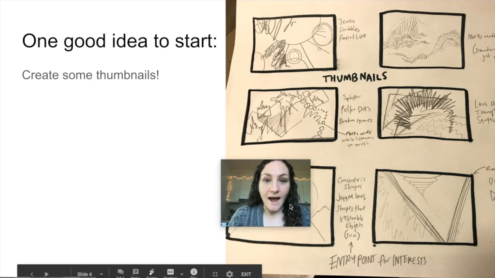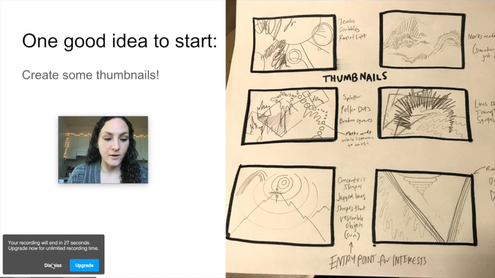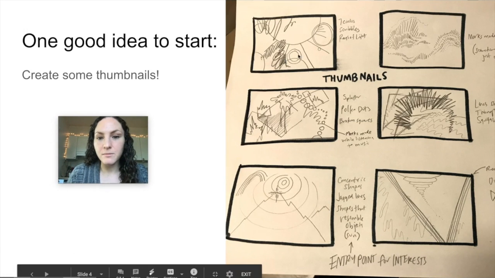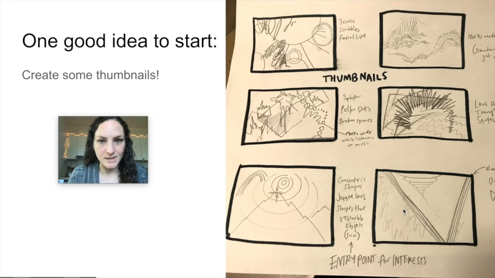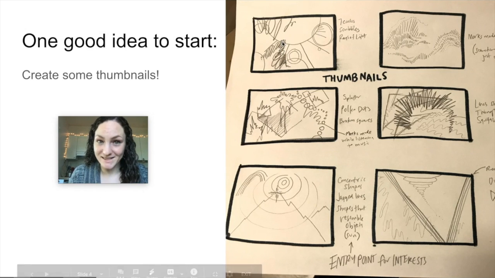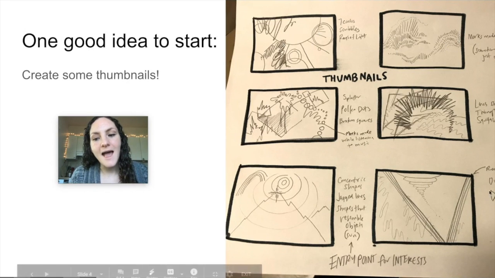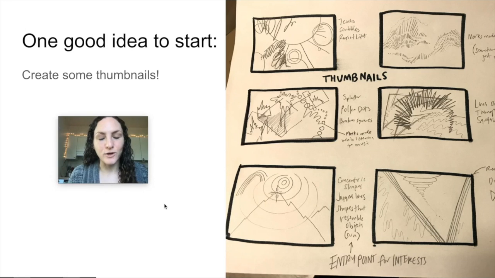One good idea I have for you with how you can start today is making some thumbnails. Now, to make a thumbnail, all you have to do is draw a few different boxes on a piece of paper and then get some ideas out that you might want to play with. Your first idea is not necessarily your best. So work out a couple different things that you might want to try and pick the best layout for you.